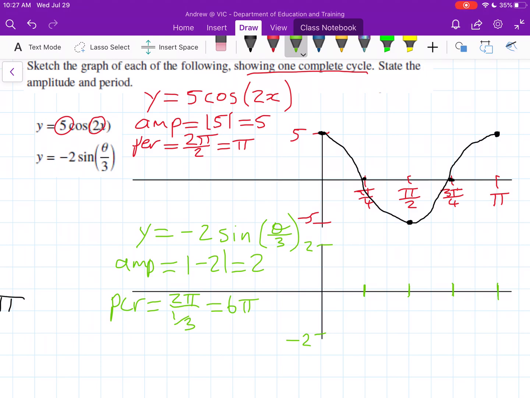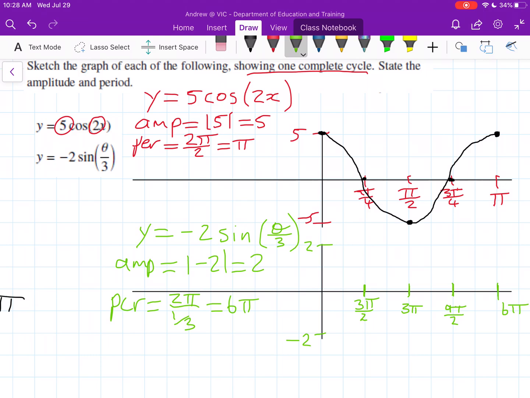So here we've got 6 pi. Halfway along, we're going to have 3 pi. Then we're going to have 9 pi on 2 here. And 3 pi. Oh, sorry. Why did I write 9? That should be 6 pi on 2. No, 9 pi on 2, that's right. And then we've got 3 pi on 2 here. Okay.